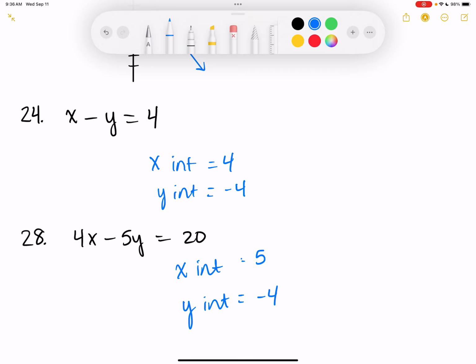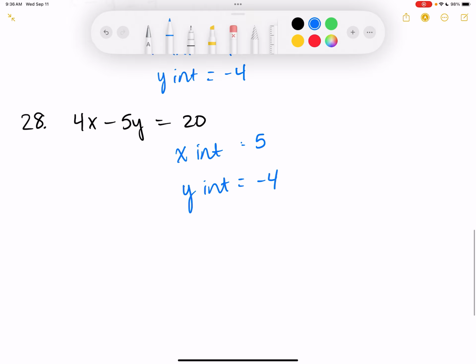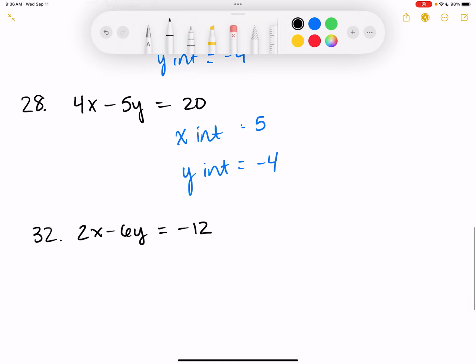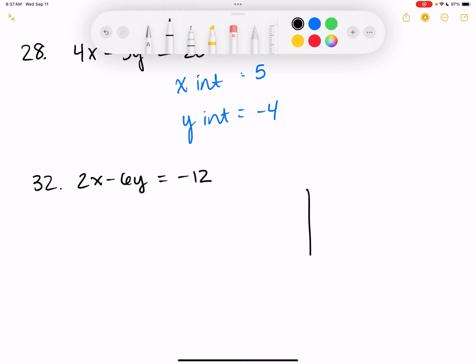All right, a little bit more with graphing. It says to label any intercepts. So these are going to be in intercept form, so I just want to talk about these super fast. Number 32 is 2x minus 6y equals negative 12. It wants me to graph it, but honestly, the first thing I would do is label my intercepts.